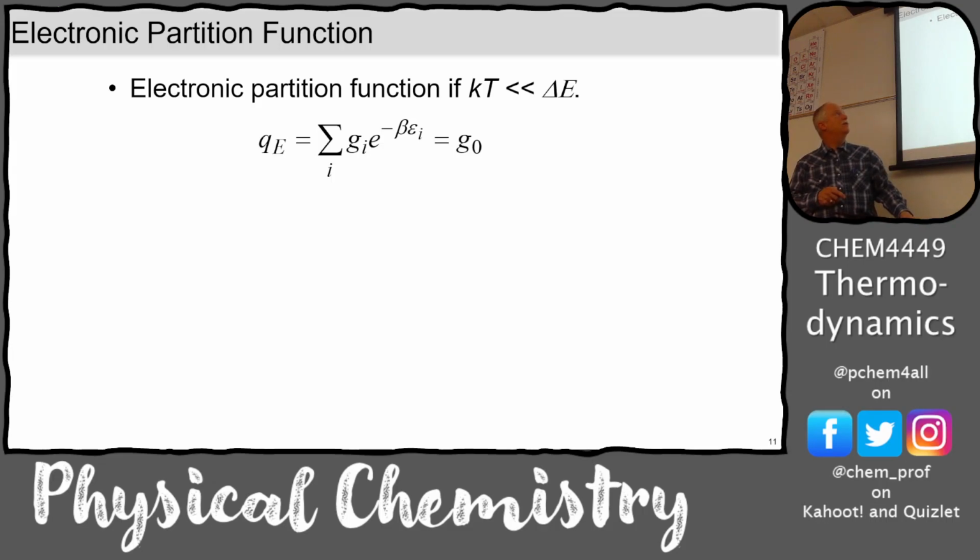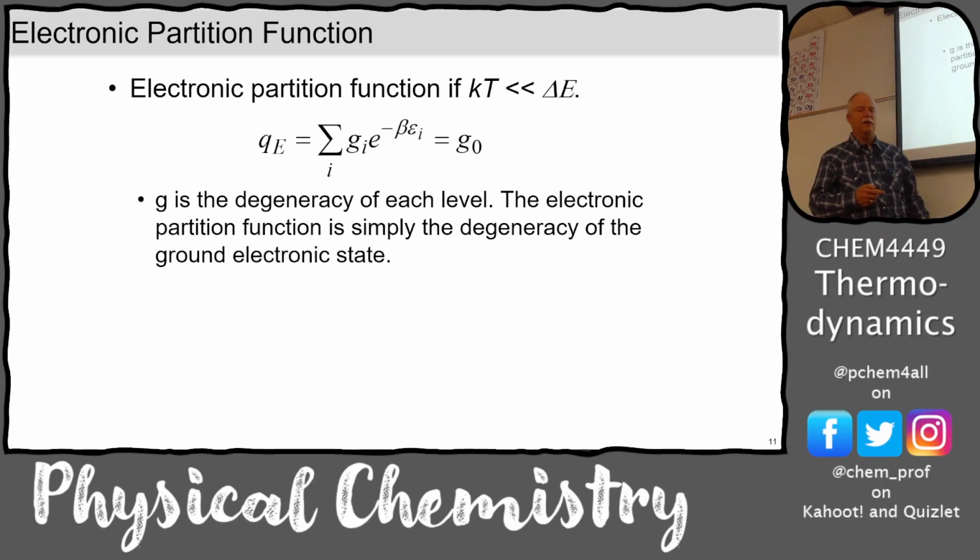And so for the electronic partition function, if kT barely excites some of the vibrational motions, the electronic differences are absolutely huge. And so you really aren't going to get thermal excitation in any of the electronic states. So the electronic partition function is simply the degeneracy of the ground electronic state, which is almost always 1, but there are some molecules where it's not 1, like nitric oxide. You have a free electron, it has a doublet as its multiplicity, so its ground state has a degeneracy of 2. And so that would double your partition function.